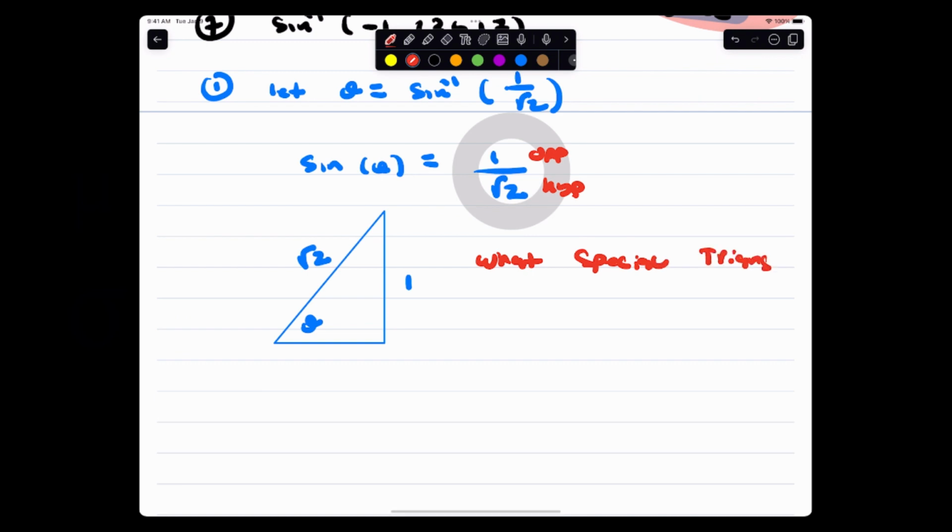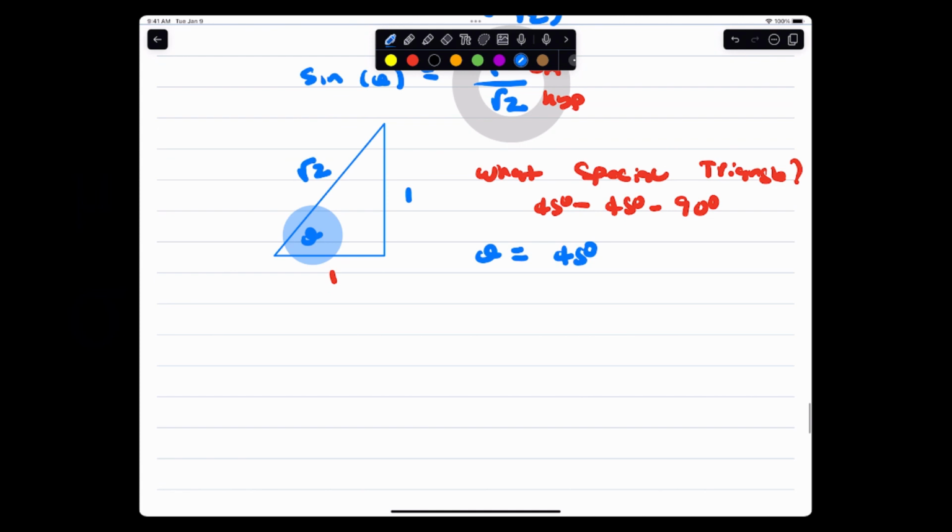Anybody remember? What special triangle is that? That's going to be the 45-45-90 degree special triangle. Is that right? So what does that mean about your angle theta here? It means theta is 45 degrees, but they want that in what? Radians, okay?